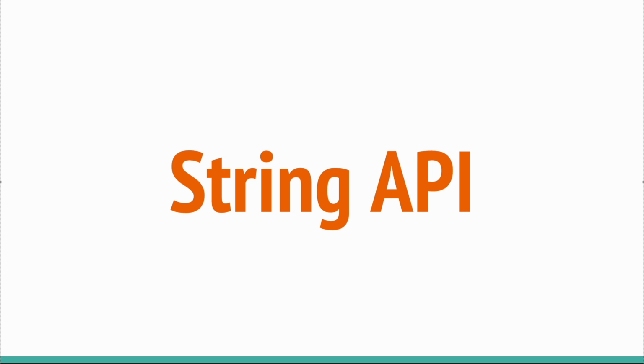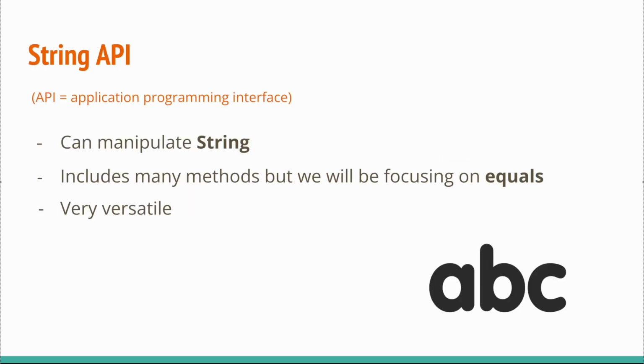All right, now to our last topic, string API. So in case you don't know, API refers to Application Programming Interface, and the string API helps us manipulate strings. So this includes many methods, but we'll be mainly focusing on equals and other important methods. It is also very versatile, so we'll also explore that too.